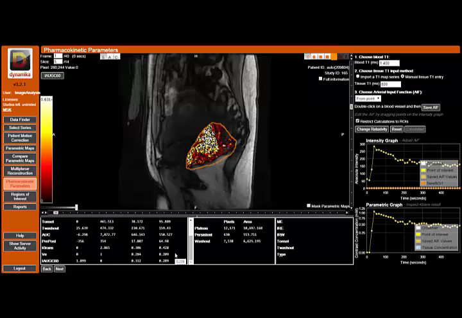So I hope that's given you just a little flavour of the pharmacokinetic parameter modelling capabilities of Dynamica. And it would be interesting for you, I think, to try this out and see how it compares with the parametric maps. And we're always here, of course, to help you understand what you're doing with your data.